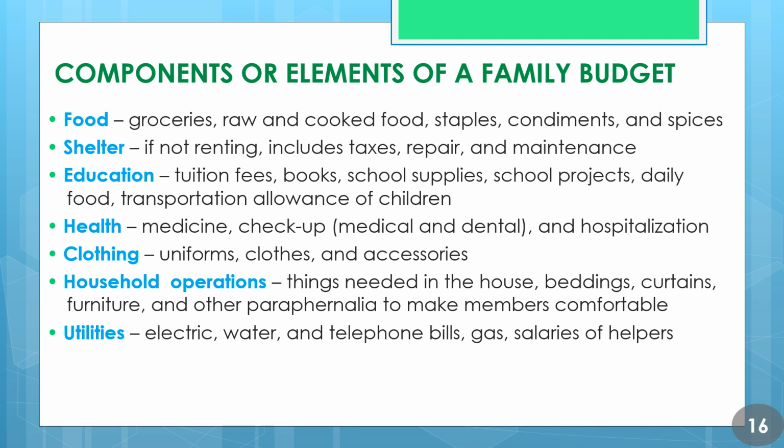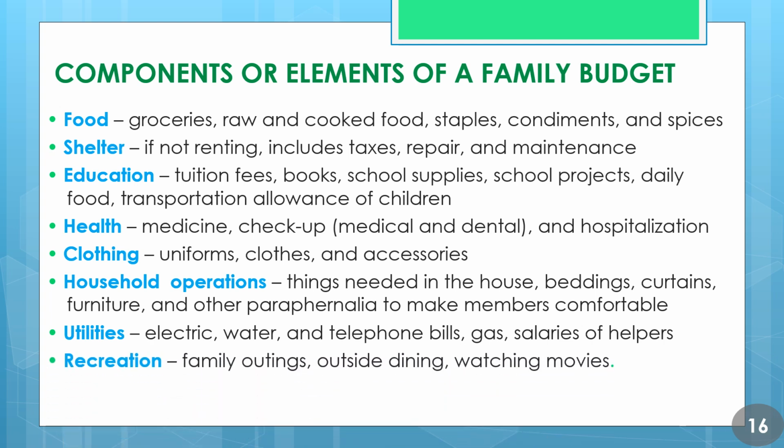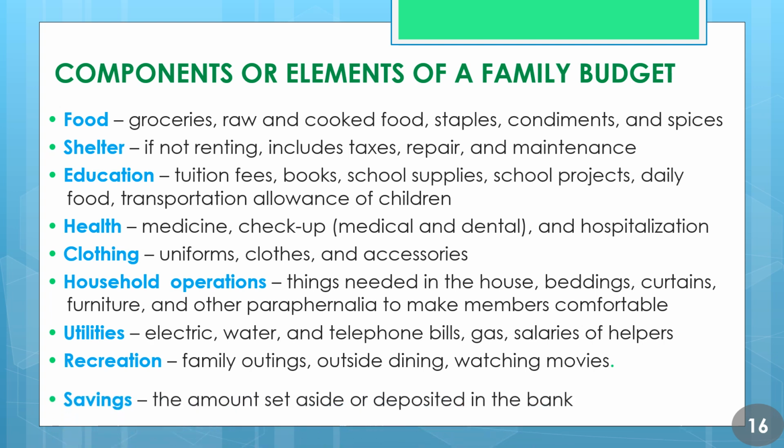Next, household operations. These are things needed in the house: beddings, curtains, furniture, and other paraphernalia to make members comfortable. Utilities. These are electric, water, and telephone bills, gas, and salaries of helpers.